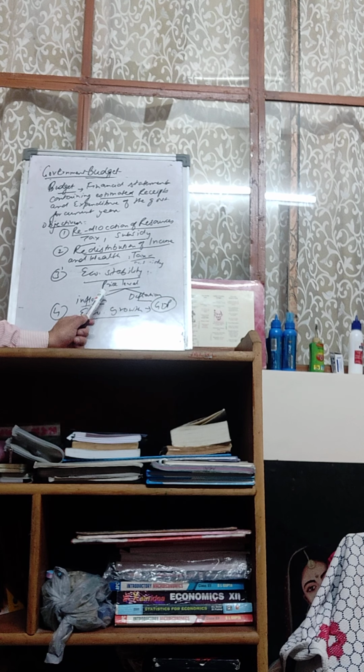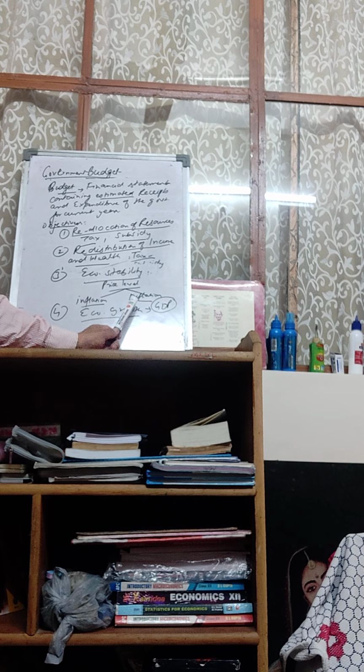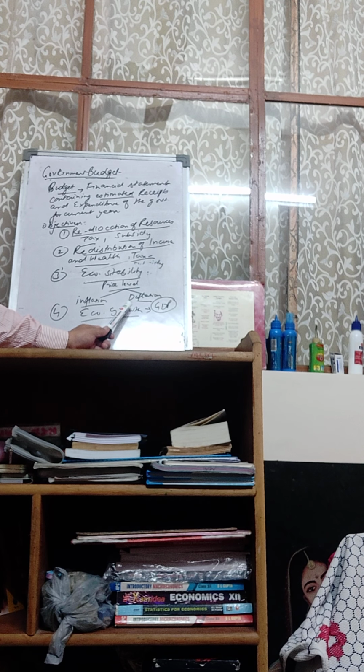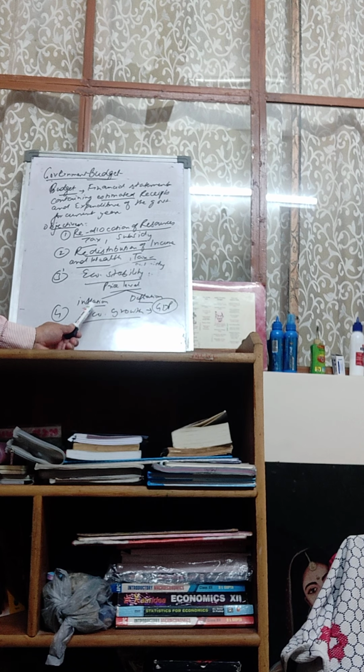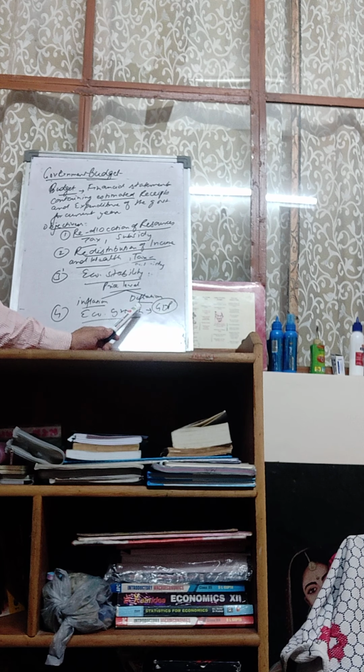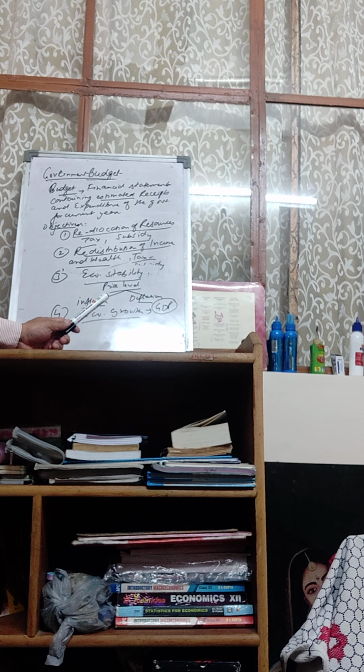Third is economic stability. The economic stability of every country depends upon the control over price level. Now when the price level is not controlled, it gives rise to two situations. One is inflation and other is deflation. Inflation means continuous rise in price and deflation means continuous fall in price. Now both these are not beneficial for the country. That means to control inflation, the government increases the tax so that there is less money with the public to be spent. On the other hand, when there is deflation, the government imposes less tax.